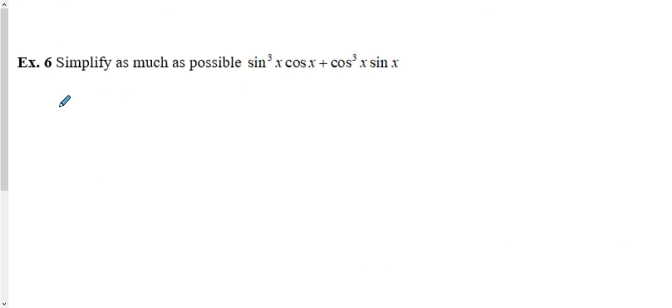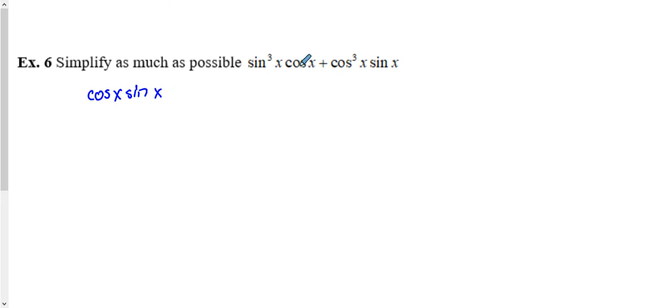In the next example here, example 6, we have simplify as much as possible sine cubed x cos x plus cos cubed x sine x. Okay, so what can we do here? Well, there's nothing I can really divide out here, so what I'm going to do is factor out something. Let's factor out something in common in both. Well, I see cos x sine x in both. I can factor that out.